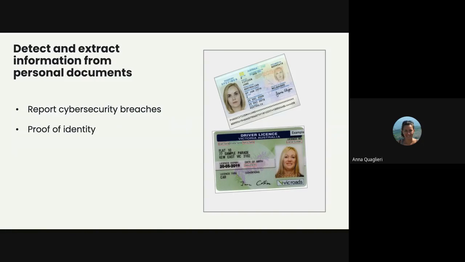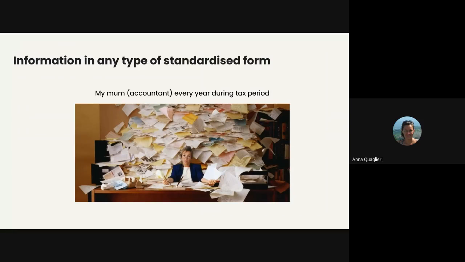For example, if you need to report on some cybersecurity breaches, or if you need to prove the identity of someone. Here the aim will be to first detect what template, what type of personal document is there, and then get all the information like the address, the date of birth, the name of the person. Generally, I think about automating information extraction whenever information is in a standardized format that we can automate.